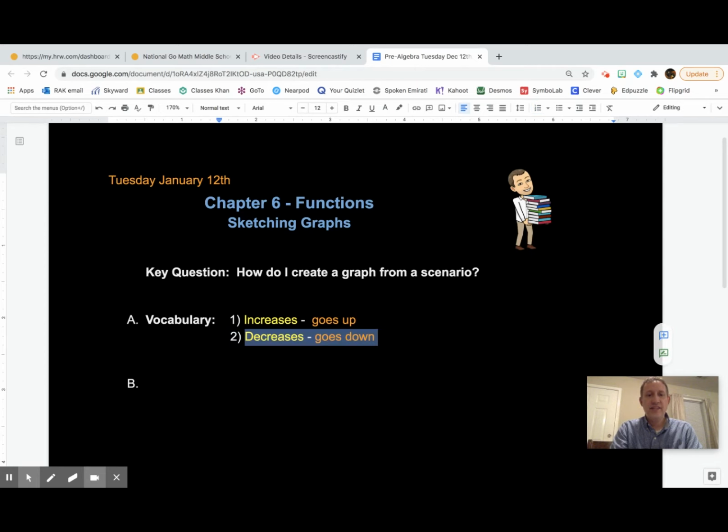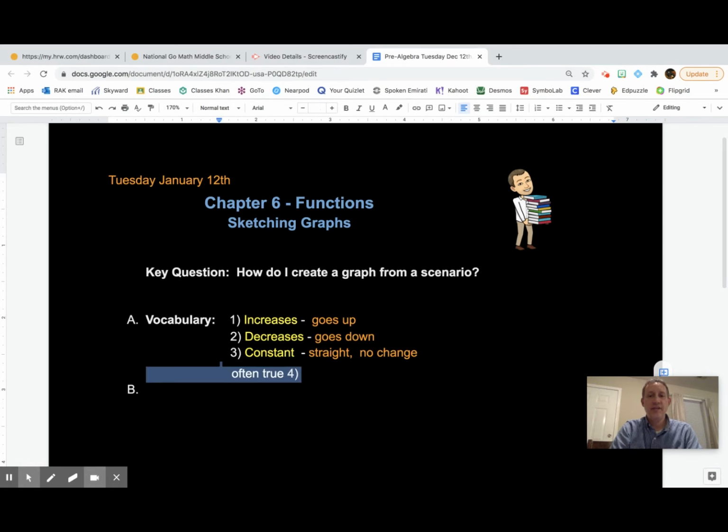And the next thing is decrease. Decrease means it's going to be going down. So if you're decreasing on a graph, it's going to be going back down to your x-axis. And constant means no change. Constant is going to be just straight across. It's not increasing, it's not decreasing in the height. It's going to go straight across.